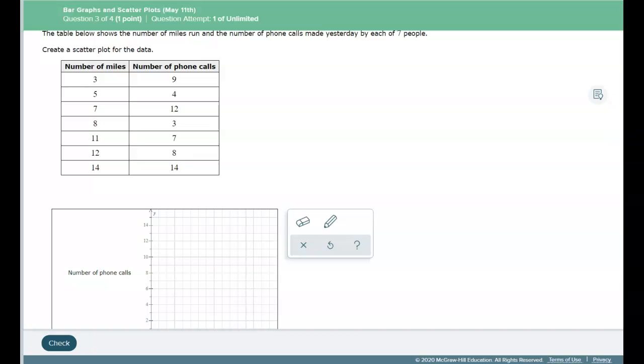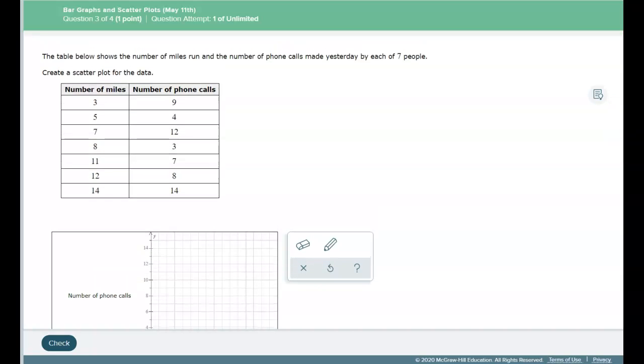Okay, this one is a little bit different as well that I wanted to show you. So the table below shows the number of miles run and the number of phone calls made yesterday by each of 7 people. Create a scatter plot for the data. So it says number of miles, 3, number of phone calls, 9, 5, 4, 7, 12, 8, 3. So you see it gives me these different data.